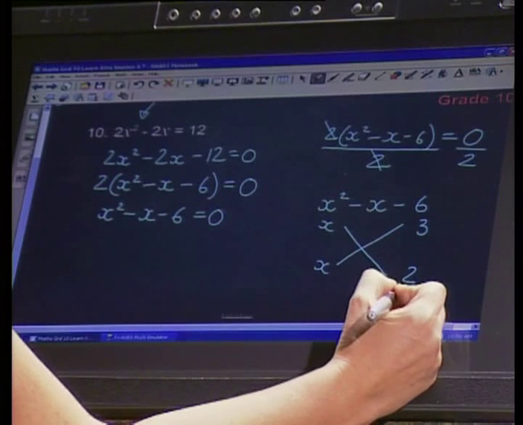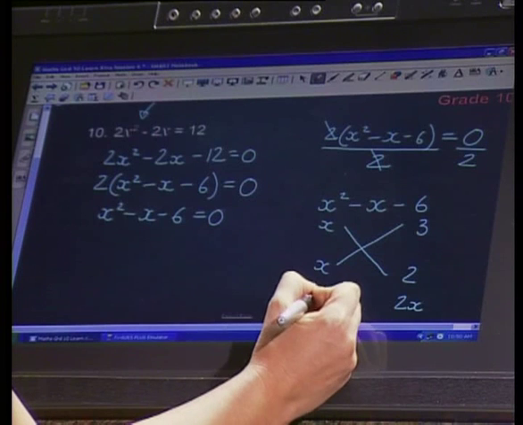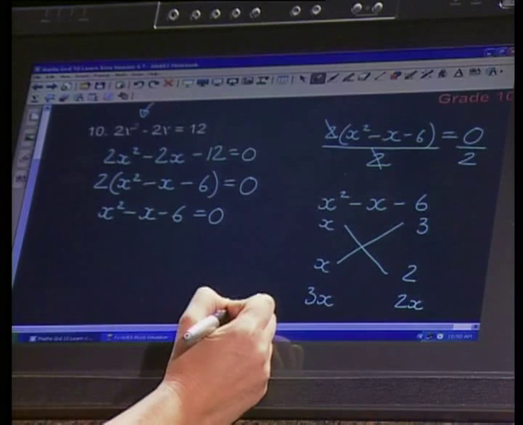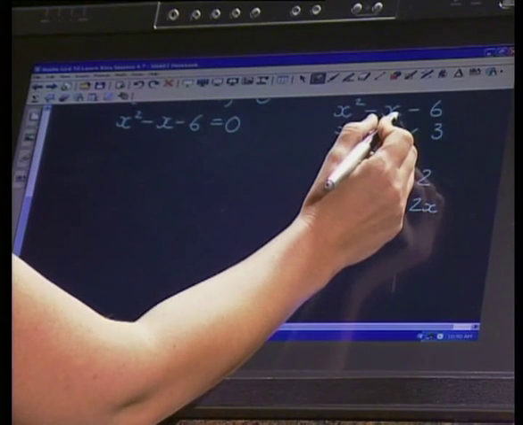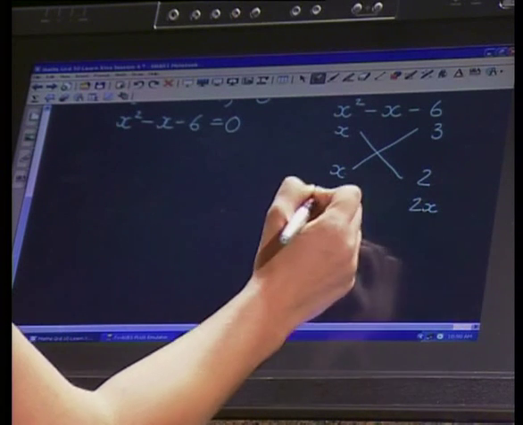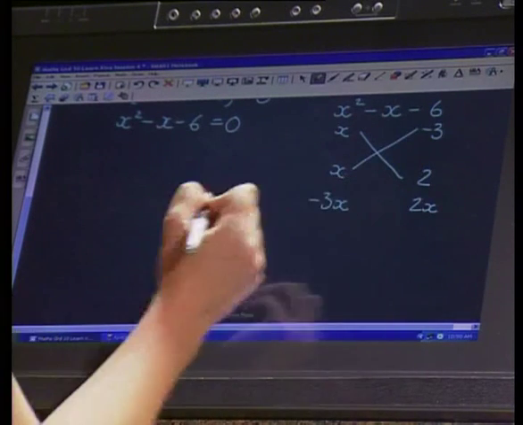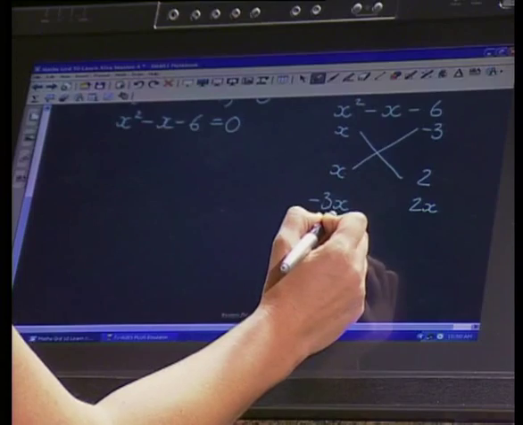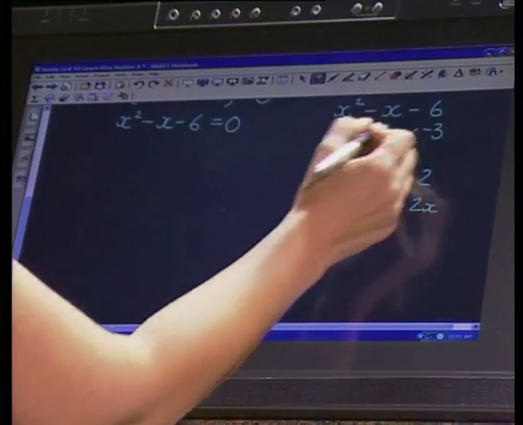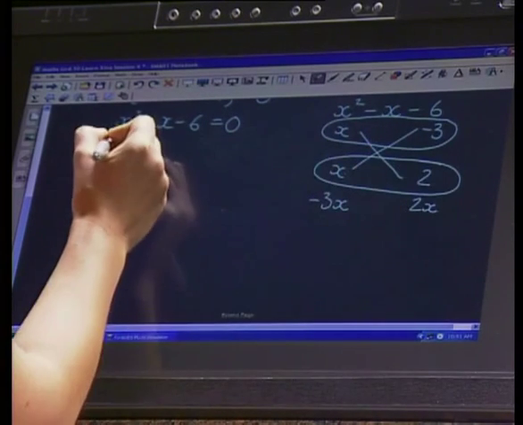x times 2 gives us 2x, and 3 times x gives us 3x. How can these two be put together if one of them is negative to make the final answer of minus x? Well, that's quite easy to see now, because if 2x were negative, then our answer would be x. But if 3x were negative, then our answer would be minus x, because minus 3x plus 2x gives us minus x. So that means our brackets are going to be x minus 3 and x plus 2.